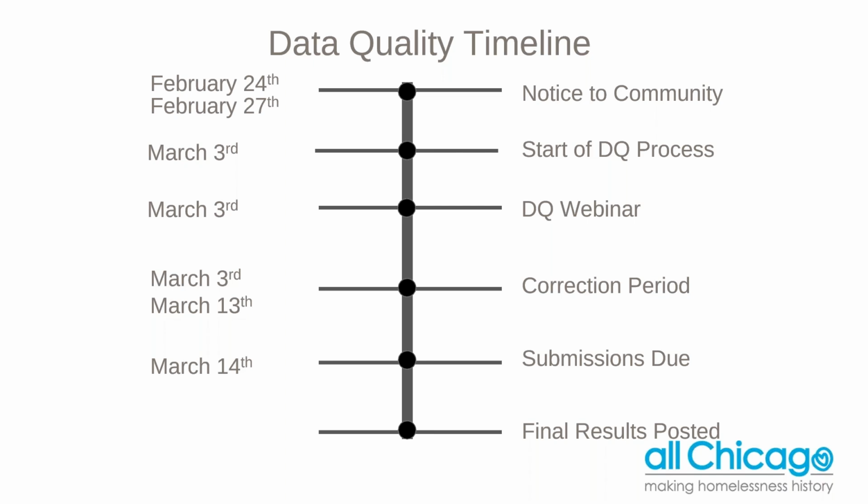The correction period is going to be from March 3rd to March 13th, which is the day before the submission date. The submissions are due on March 14th, but to ensure that the corrections you're making in the system are able to be pulled from Business Objects the following day, all corrections have to be done by the 13th. If you make corrections on the 14th, you're not going to be able to submit a report with those corrections on the same day.